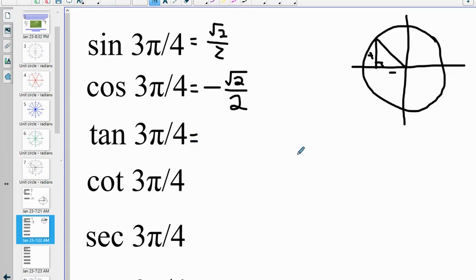Okay, moving along. Sine is positive, cosine is negative, so tangent will be negative. And since the value is the same, we'll just have -1.